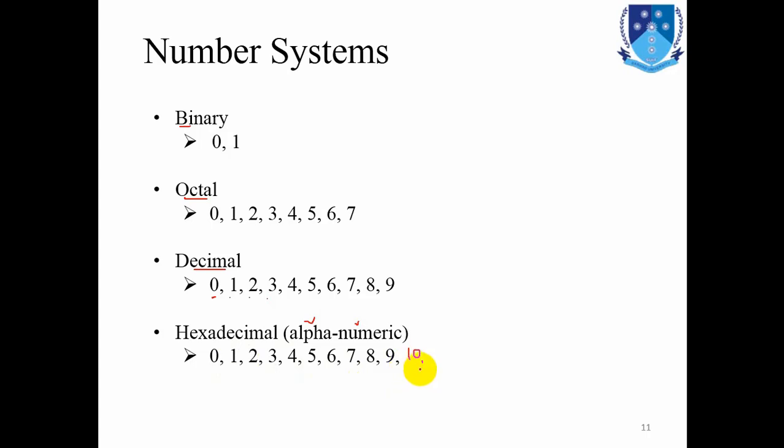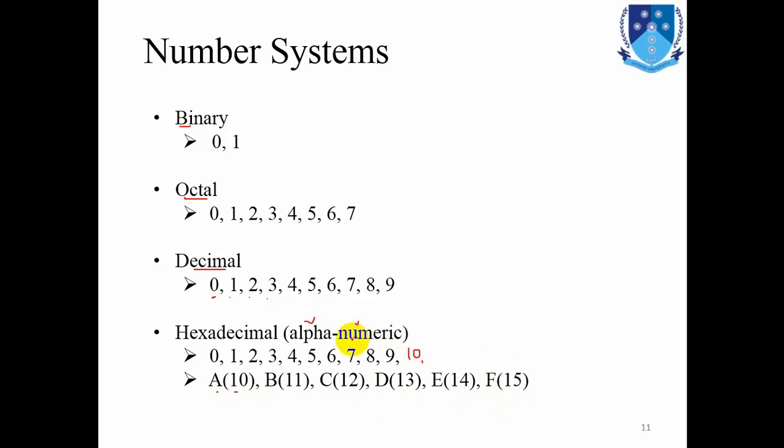To represent these numbers above 9, which are 10, 11, 12, 13, 14 and 15, alphabets are used, that is A for the number 10, B for 11, C for 12, D for 13, E for 14, and F for 15.